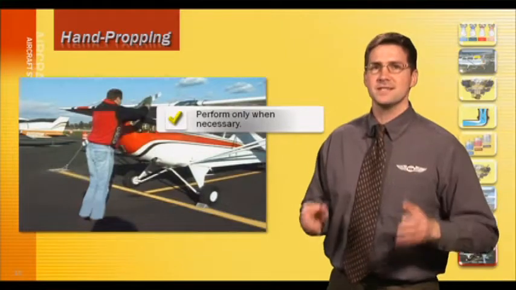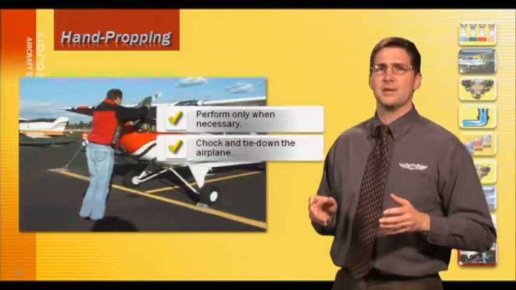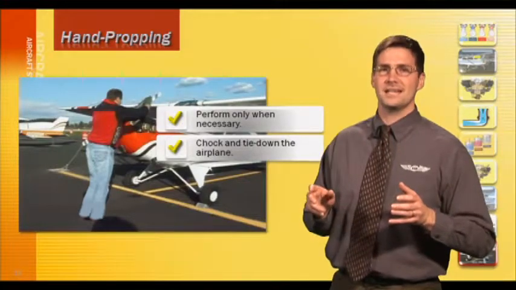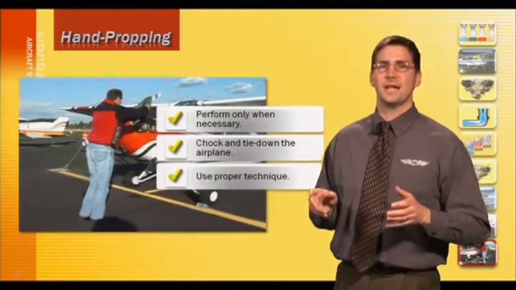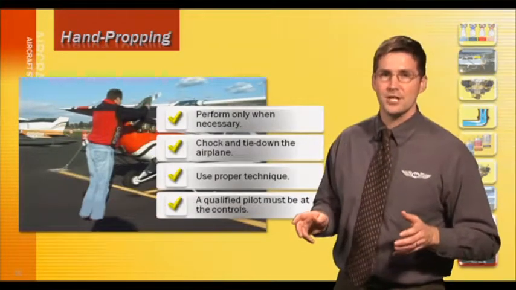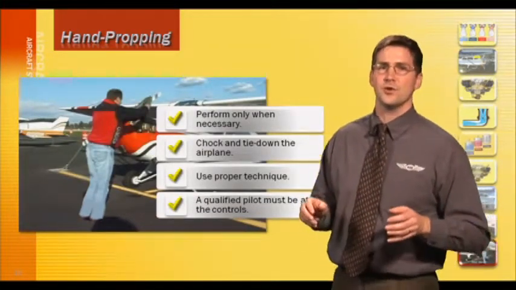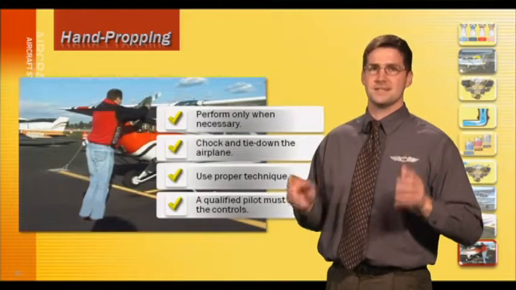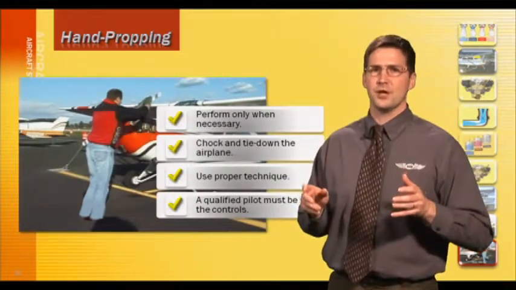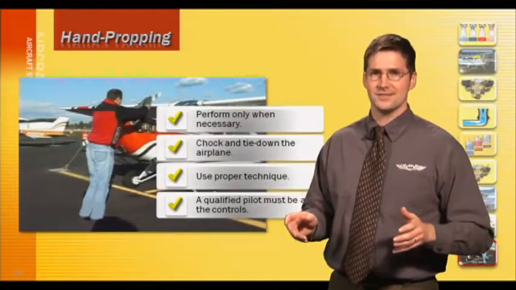Now, chocks should be set in front of the main wheels, and the airplane's tail should be securely tied down. Using the proper technique is essential for a successful outcome. A qualified pilot very familiar with the operation of the aircraft should always be at the controls in the cockpit with the brakes set. The person swinging the propeller should be thoroughly familiar with the propping procedure.